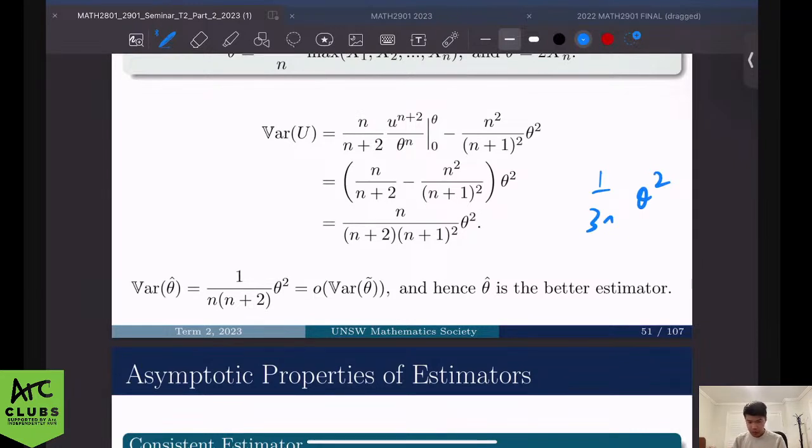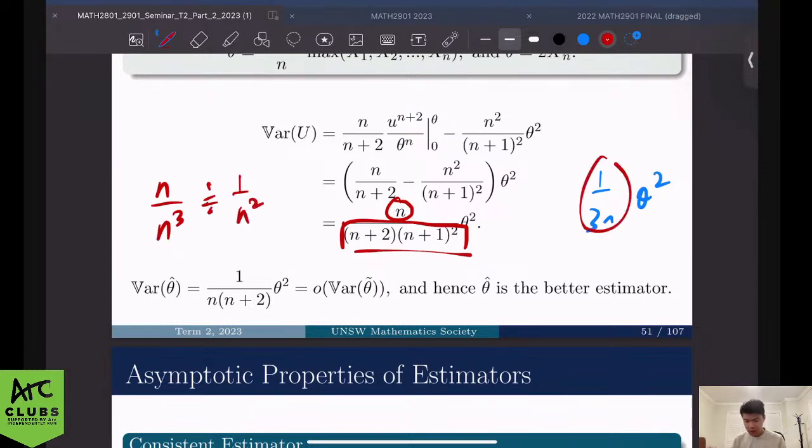Well, generally speaking, you want to compare it when n is very large. So you don't really care about constants, you just care about limiting behavior. This one is like n divided by n, basically 3 n's, right? So n on n squared, n cubed, sorry, which is approximately equal to 1 on n squared. But this one is actually just 1 on n. So the question is, which of these variances goes quicker to 0?